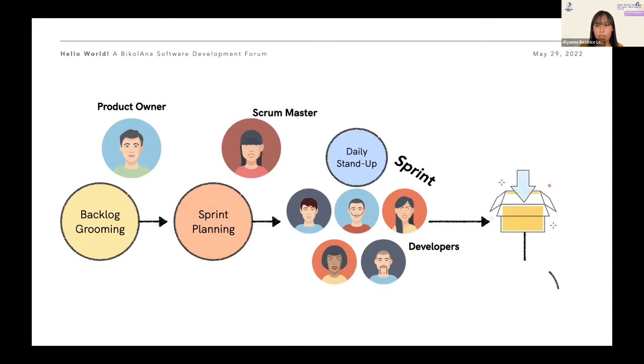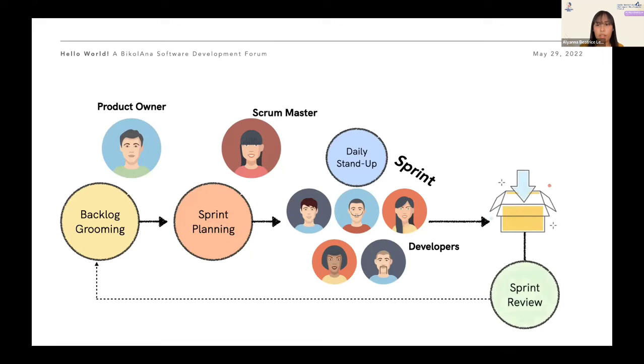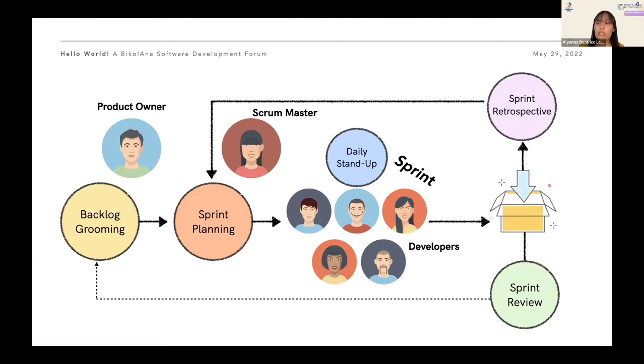And sprint review. Then the last but not the least is the sprint retrospective. We discuss what we want to improve in the next sprint. After that, we can start another sprint. That's basically the cycle of how we do the sprint, the sequence of events. So that's the overview of how we do Scrum.